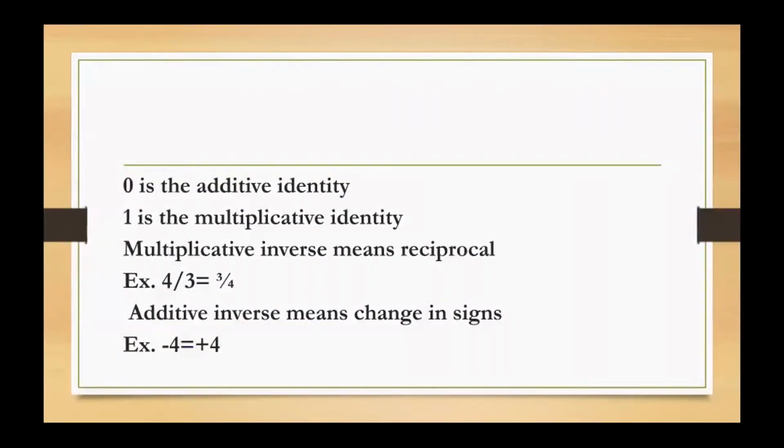0 is the additive identity because if we add 0 to any number, we will get the same number. 1 is the multiplicative identity. If you multiply 1 with any number, we will get the same number. Multiplicative inverse means reciprocal. Example, the multiplicative inverse of 4 by 3 is 3 by 4. Additive inverse means change in sign. Example, the additive inverse of minus 4 is plus 4.